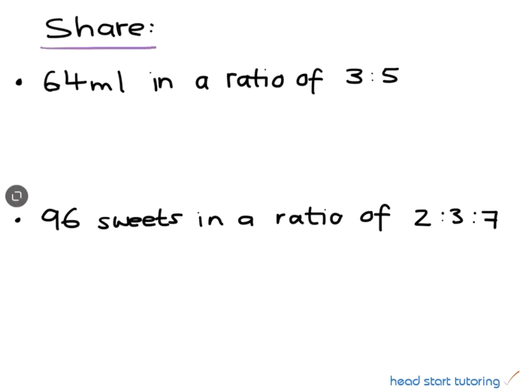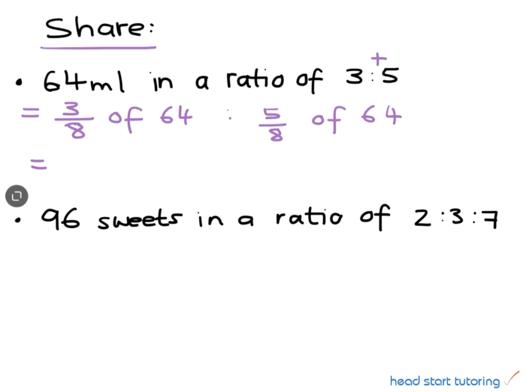We are going to share a few more amounts in certain ratios. Let's have a look at sharing 64 milliliters in a ratio of 3 to 5. So remember the procedure that we need to follow. We need to add the 2 parts of our ratio together. So 3 plus 5 will give us our denominator. So we've got 8 wholes. We've got 3/8 of 64, and we've got 5/8 of 64, and those two parts will give us our answer.